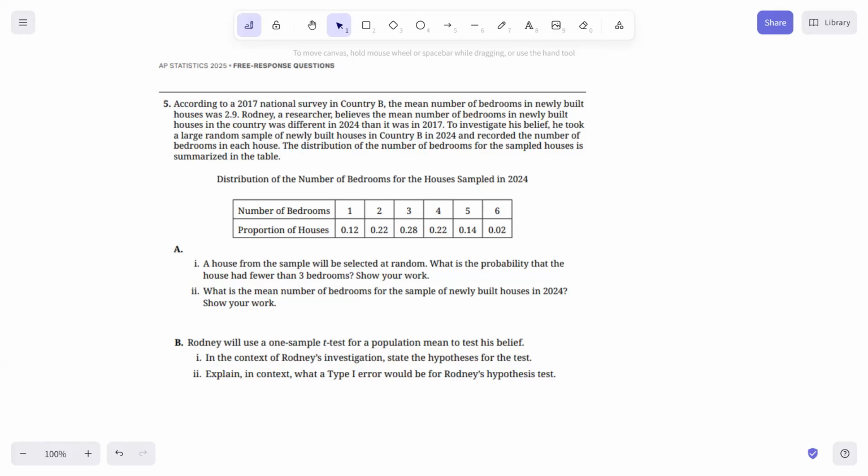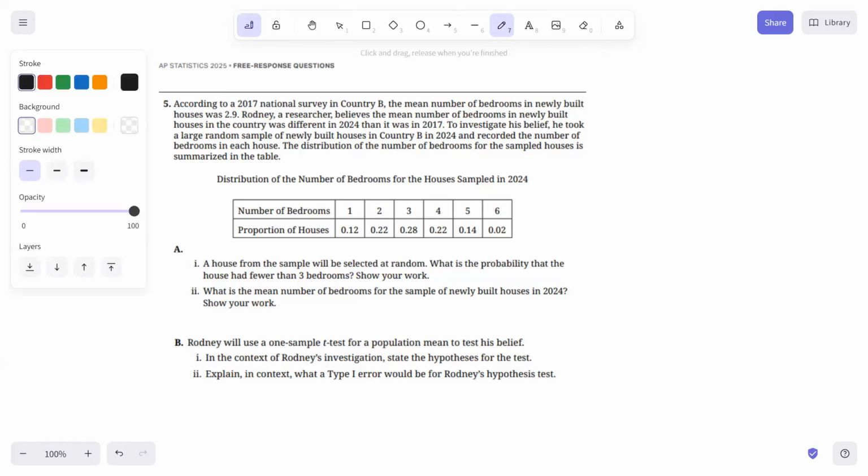A house from the sample will be selected at random. What is the probability that a house had fewer than 3 bedrooms? Show your work. So this is pretty straightforward question here for part I. All you have to do is just add the probabilities. You have 0.12 plus 0.22 plus 0.28, which comes out to 0.34.